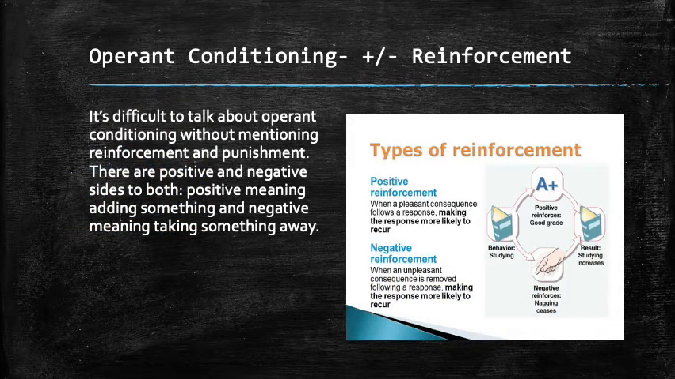It's difficult to talk about operant conditioning without mentioning reinforcement and punishment. There are positive and negative sides to both. Positive meaning adding something, and negative meaning taking something away. An example of positive reinforcement would be giving a dog a treat for doing a trick, or giving a child an allowance for cleaning their room. An example of negative reinforcement could be parents removing a curfew because their teenager has shown responsibility.